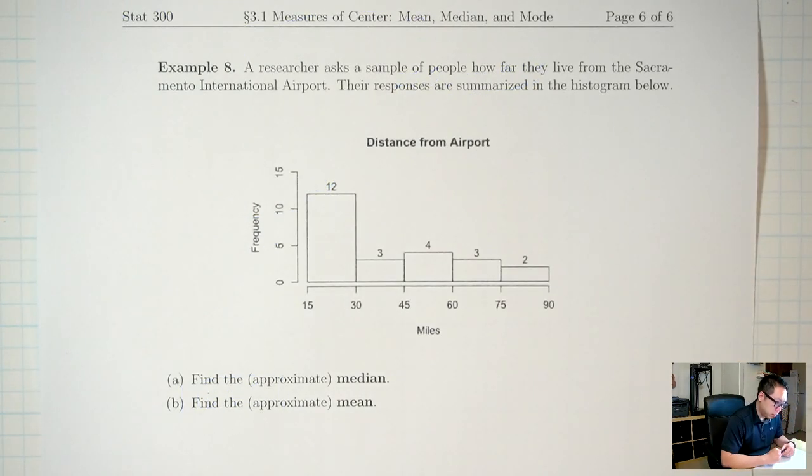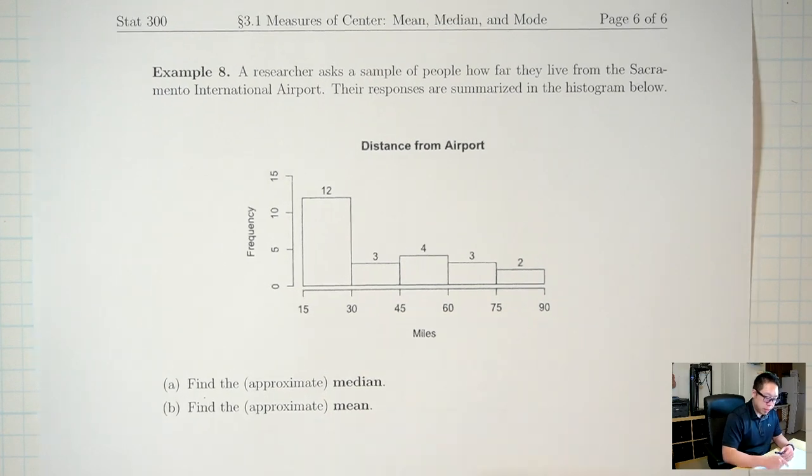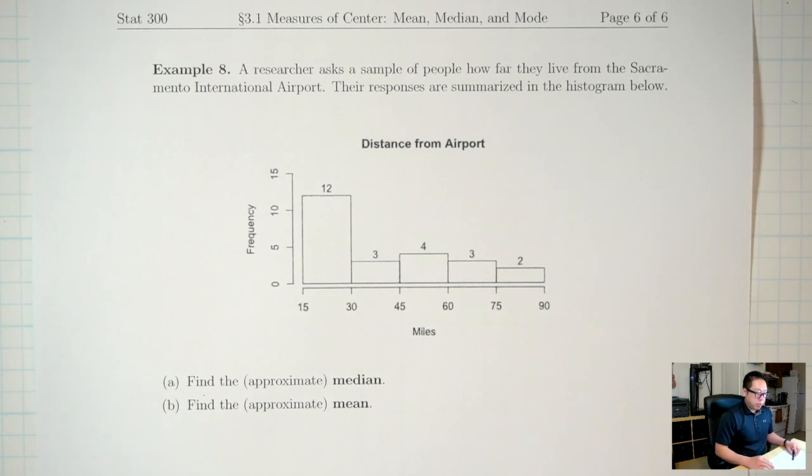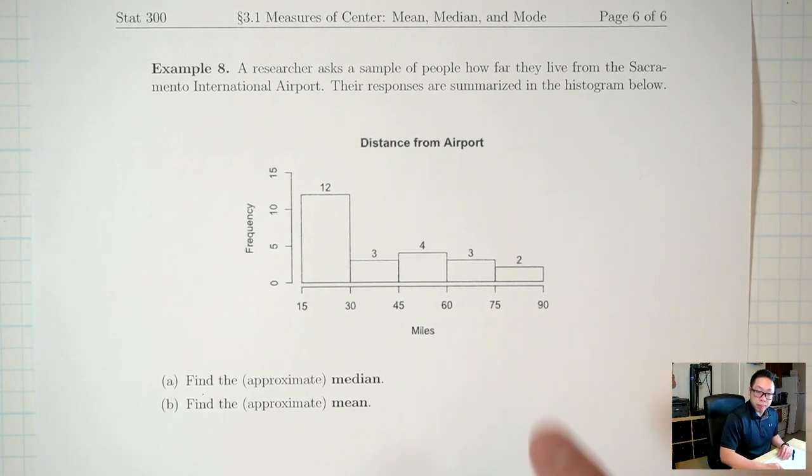16.75. Example 8. A researcher asked a sample of people how far they live from the Sacramento International Airport. Their responses are summarized in the histogram below. Find the median, find the mean. How do you find the median from a histogram?